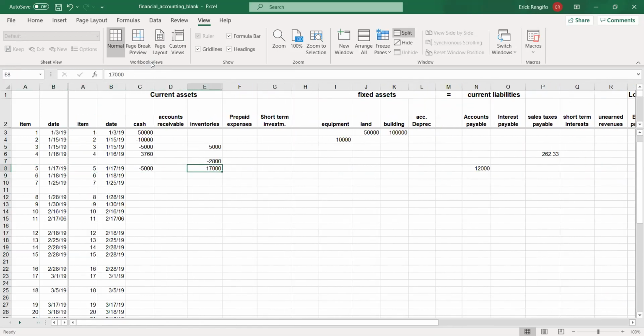Makes sense to you? So I'm reducing the cash by $5,000 to increase my inventories by 17,000. So this implies that I have $12,000 that I need to pay in the future. Make sense to everyone? Guys, make sense? Yes.